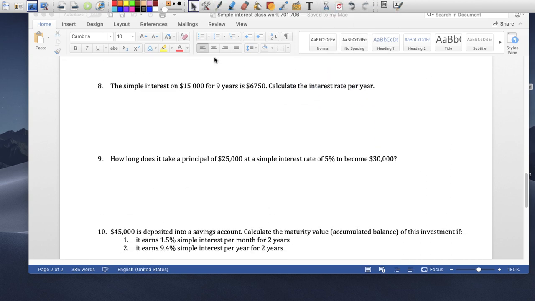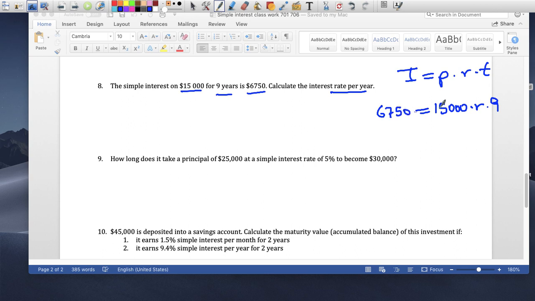Number 8, let's see, this I equals P times R times T. The simple interest on $15,000 for 9 years is 6,750. What was the interest rate? So if you put $15,000, well, what was the interest rate, right? So I need to find R. How long did I leave it there? For 9 years. So if you put $15,000 for 9 years, you're going to make 6,750. But what was the percent? That's what we're looking for.